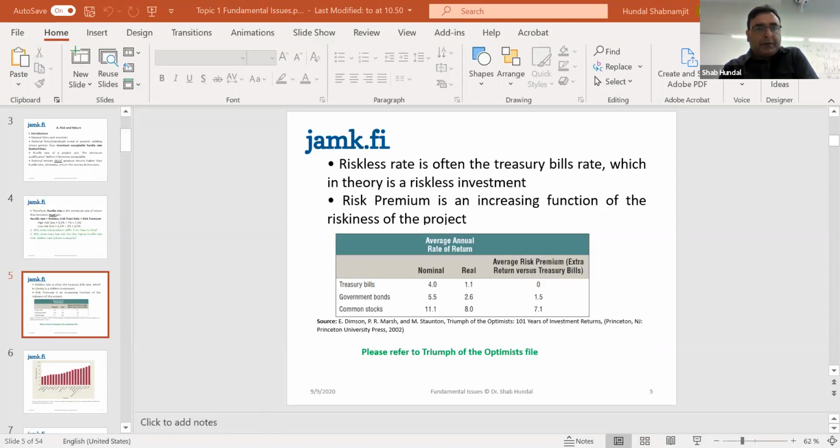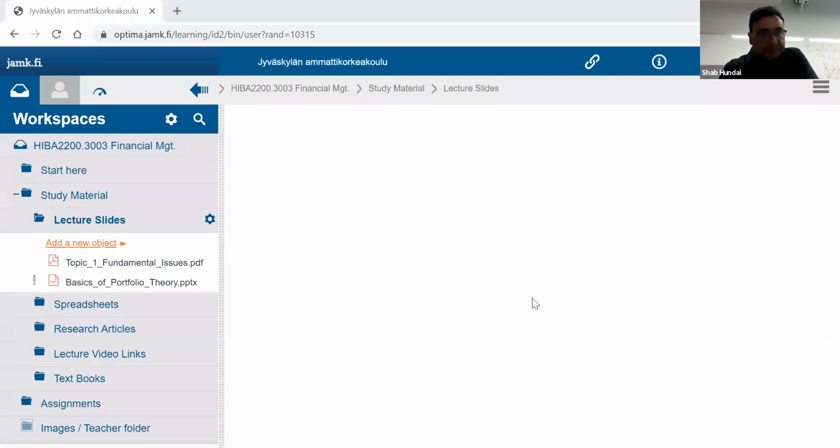It's here, not actually here. I can quickly stop sharing for a second, and I share the new thingy. There's an article which I have shared in Optima, and the article is here, I guess. We are reading research articles.